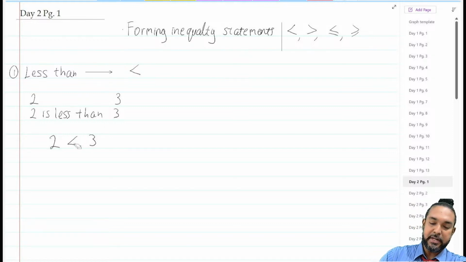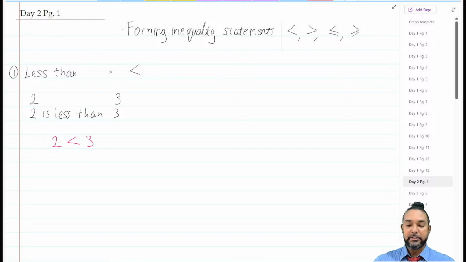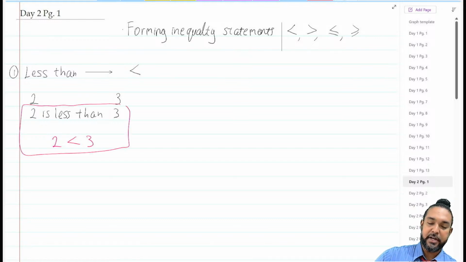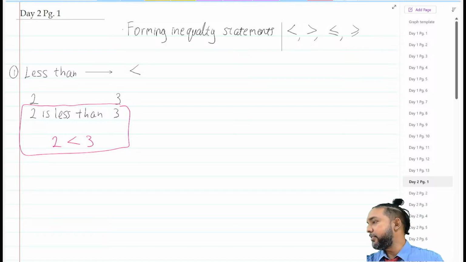Actually, based on my notes last year, I had this in a different color. So let me put it in a different color. All right? So 2 is less than 3. These two statements are read out loud exactly the same way.